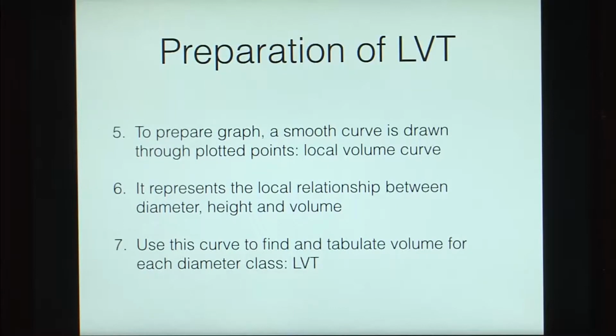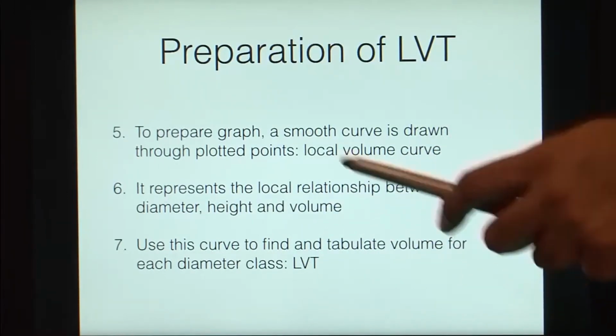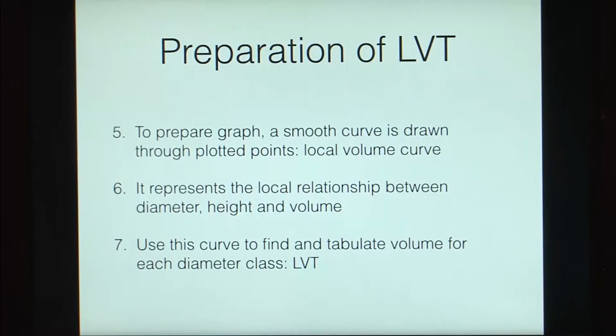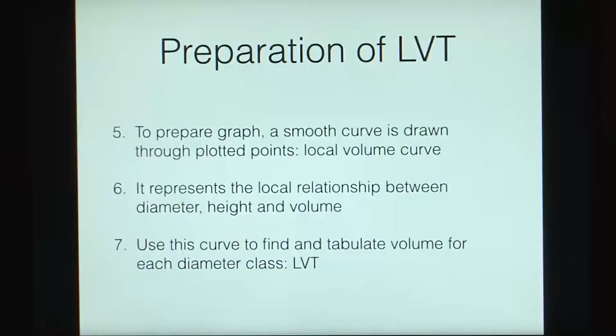So, once we have drawn the local volume curve, it represents the local relationship between diameter, height and volume. Coming back to the tablet, here we have drawn the diameter class versus volume and the height. So, we have drawn all these three values together and we have derived our smooth curve. Coming back to the slides, next we use this curve to find and tabulate the volumes for each diameter class, and once we do that we get the local volume table.